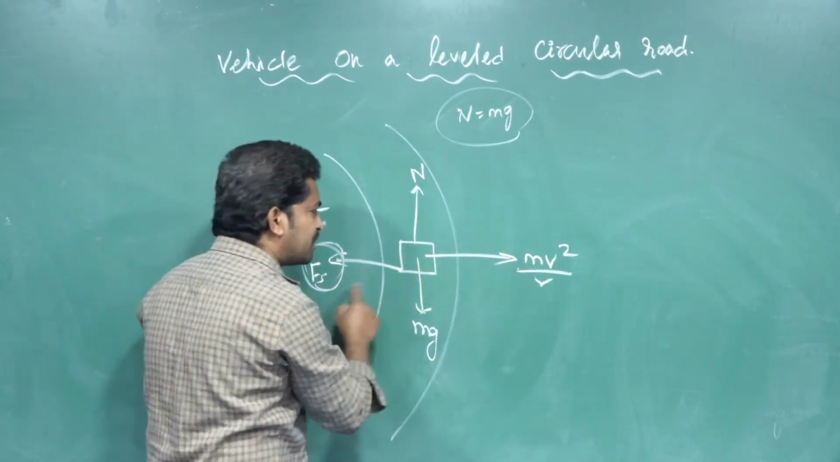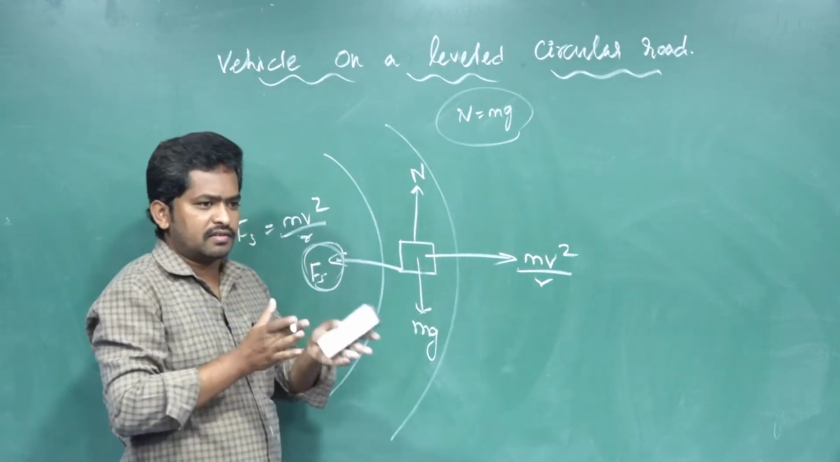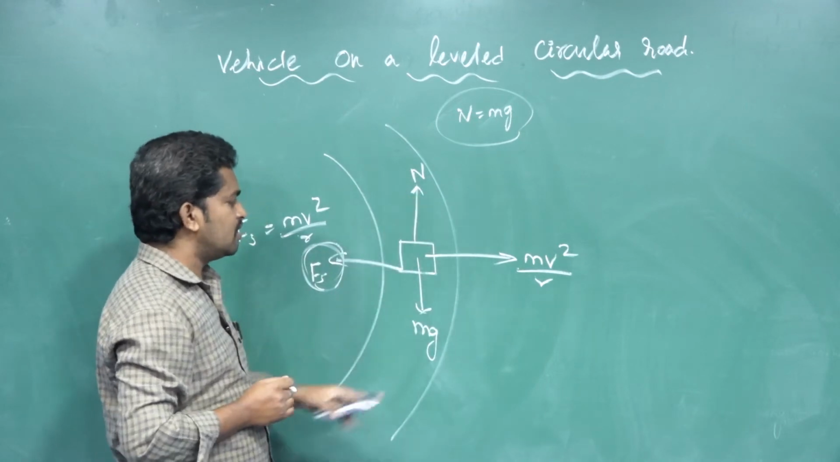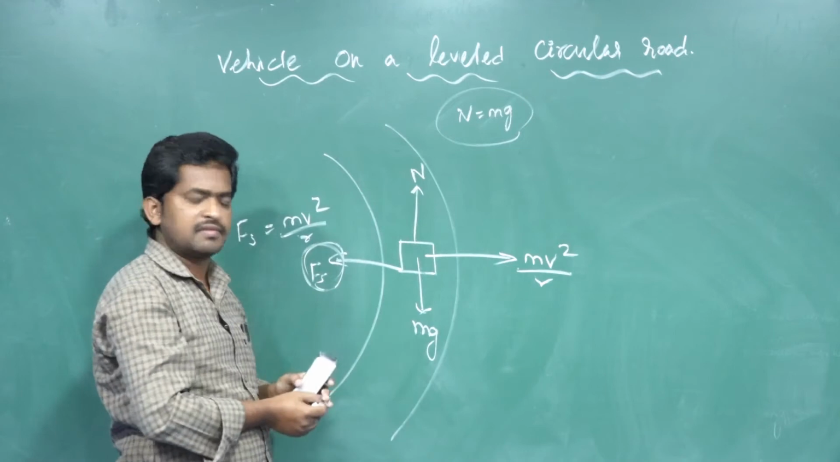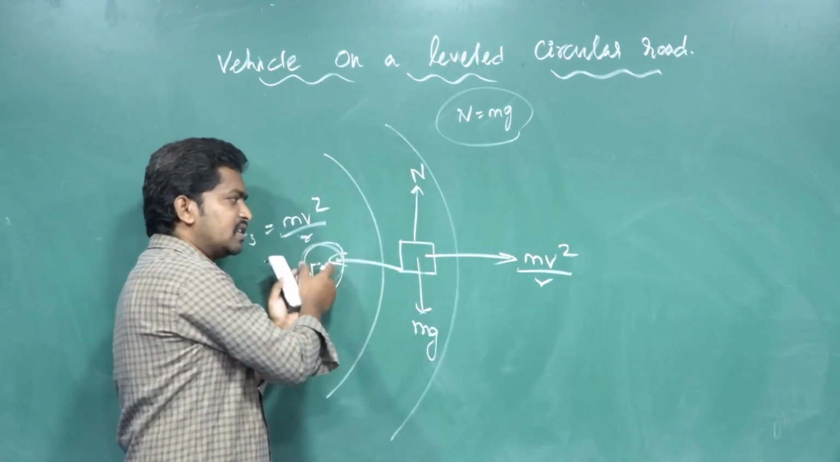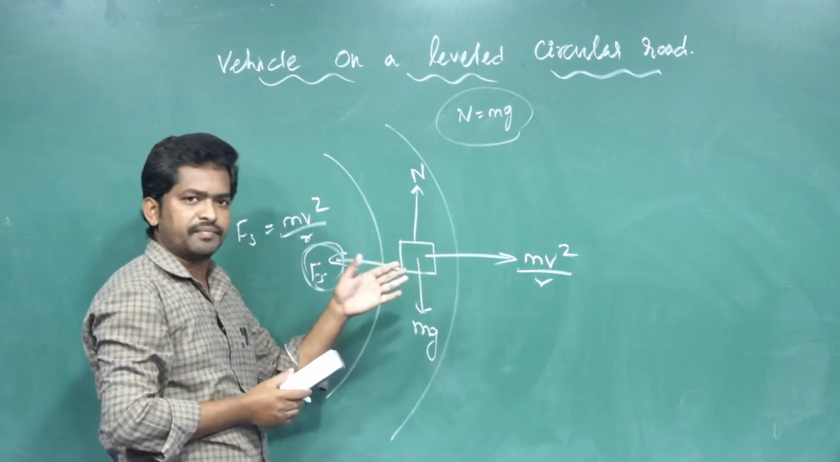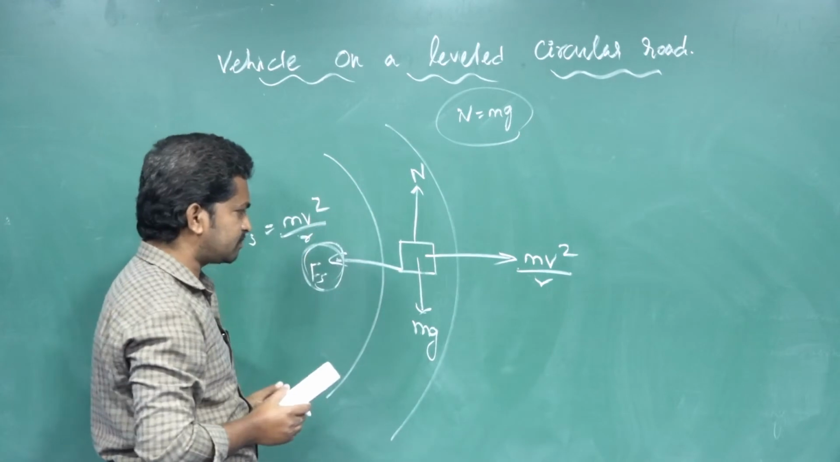If the two forces are balanced, the object should travel in a straight line. There is no skid. So mg is equal to N. These are the vertical forces. There is no acceleration. The centrifugal and centripetal forces are balanced, so there is no skid. The object should travel in a straight line, which means a horizontal straight line.